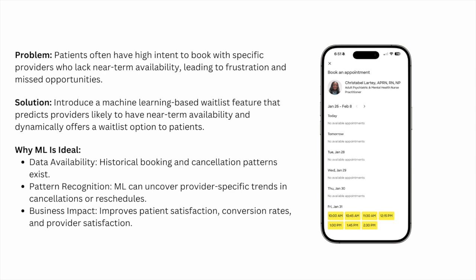Now, why is this an attractive opportunity for machine learning? Three reasons. One, we have strong data availability. Historical booking and cancellation patterns already exist. Two, ML can uncover provider-specific trends and cancellations that are too complex for simple heuristics. And three, this solution has a clear business impact: happy patients, fewer unfilled slots, and increased revenue.